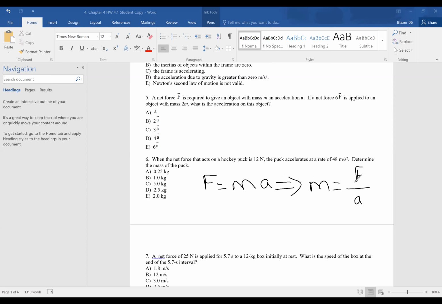That doesn't even require you to pull out your calculator hardly. You've got 12 newtons divided by 48. So if we reduce that number, 12 goes into 12 one time, goes into 48, that's 1/4. We take 1/4, write that as a decimal, and we get what? 0.25 kilograms. So that's how we solve that problem. Let's look at number 7.